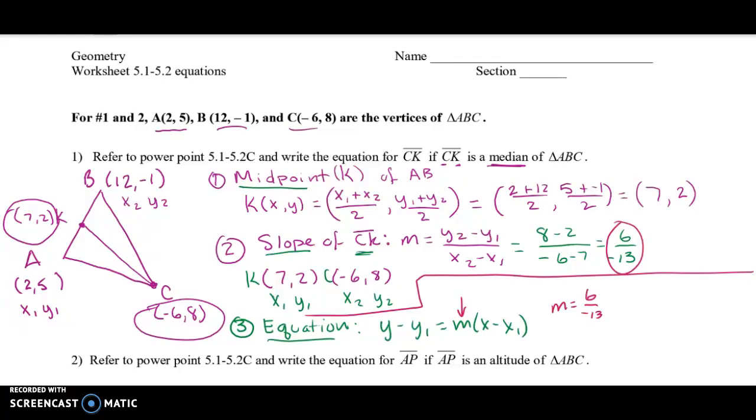And then our y1, y2, this is for the line CK, so we can choose either 7, 2, or we can choose negative 6, 8. So I'm just going to choose 7, 2 because it has no negatives. So my slope I'm using is 6, negative 13. The point that I'm going to use that's on the line is that one. So now this equation becomes y minus 2 equals 6 over negative 13 times x minus 7.